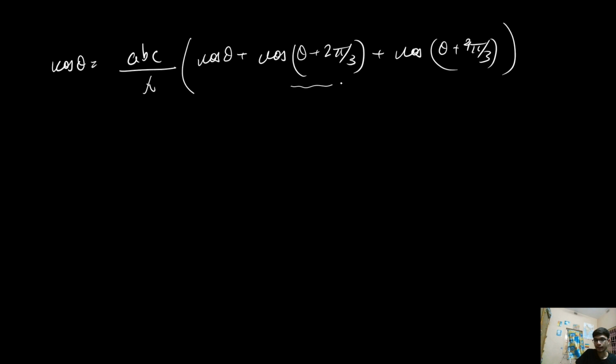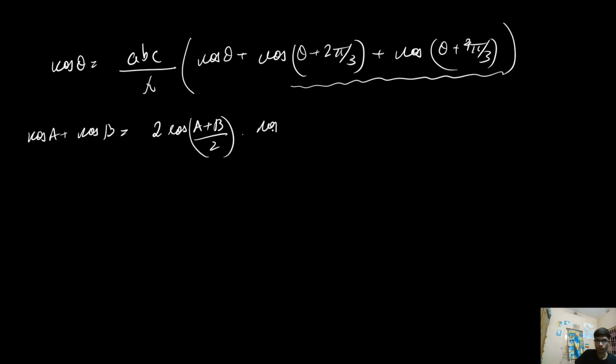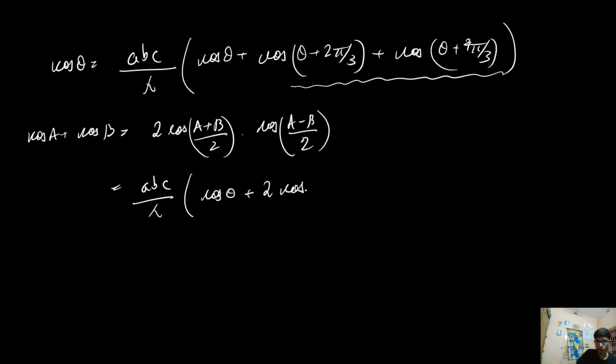So from here, if you apply the trigonometric identity of cos A plus cos B, cos A plus cos B is basically equal to 2 times cos of (A plus B) divided by 2 into cos of (A minus B) divided by 2. Okay, so from here, if you compute the cos theta value, that is basically abc divided by lambda times cos theta plus 2 times cos of, that is theta plus theta, that is 2 theta, and 2 pi by 3 is basically 120 degree, and 4 pi by 3 is basically 240 degree. So 120 plus 240 is basically 360, that is 2 pi.